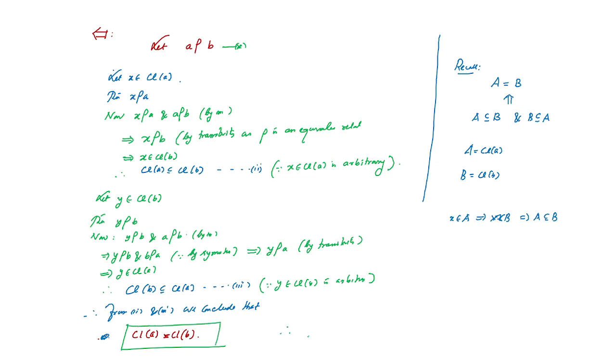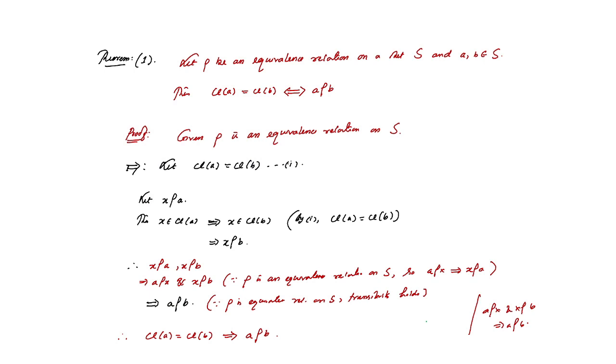So what we proved? We proved here if A is related to B, that implies class A equals class B. That means these two classes are identical. So here we have proved the theorem: if rho is an equivalence relation on a set S and A, B belong to S, then class A equals class B if and only if A is related to B.